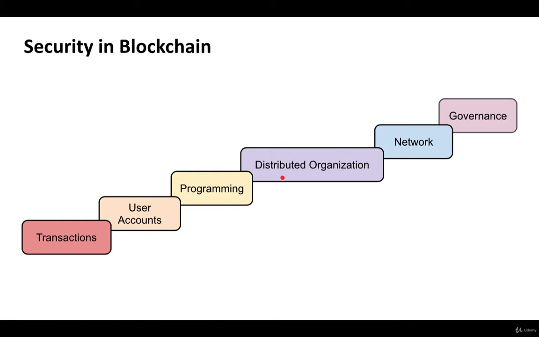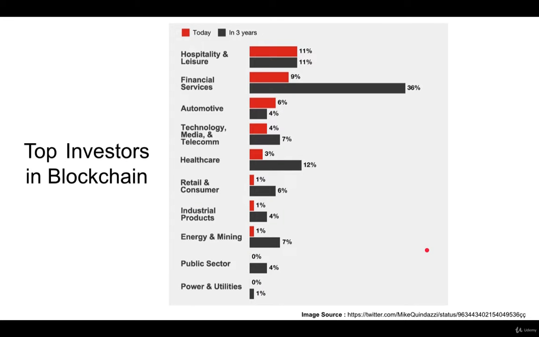Once you have a fair idea about security in terms of the transactions, user account level, programming level, distributed organization level, network level and governance level, in the next section we will look at the top investors in blockchain. As you can see in the figure, this is a global scenario where we have a lot of blockchain investors like Goldman Sachs, Google, Andreessen Horowitz, Digital Currency Group, Blockchain Capital, Draper Associates, etc., and with them, many different Indian startups. All of them are working together and getting significant funding to look at how to adopt blockchain.